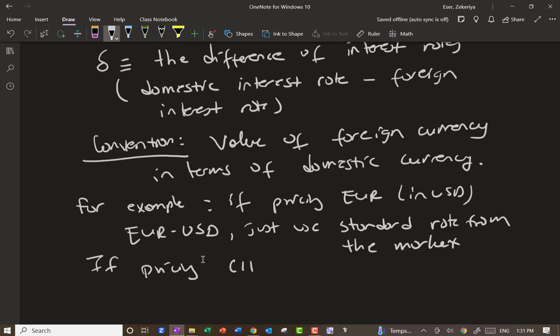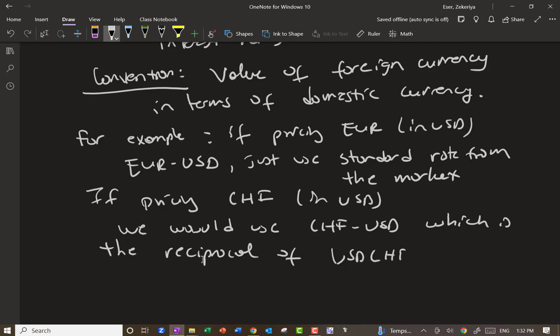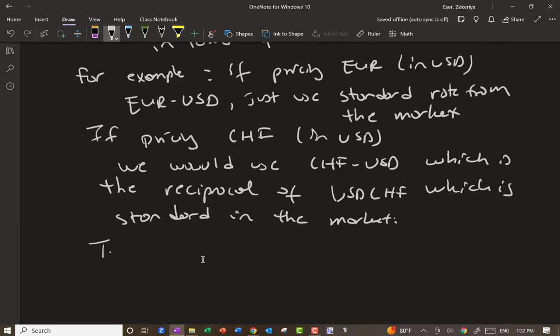If pricing, for example, Swiss franc in USD, we would use CHF USD, which is the reciprocal of USD CHF, which is standard in the market. Here, time is measured in years.